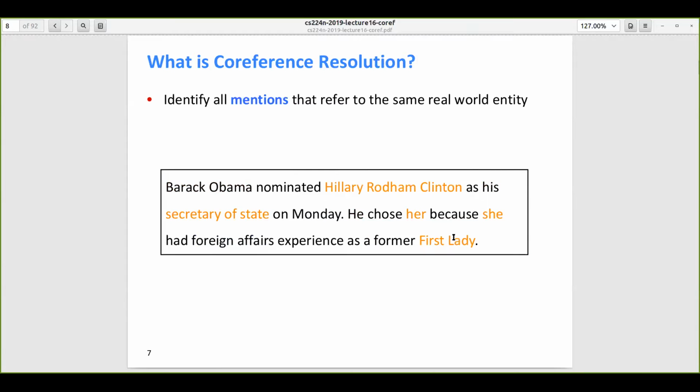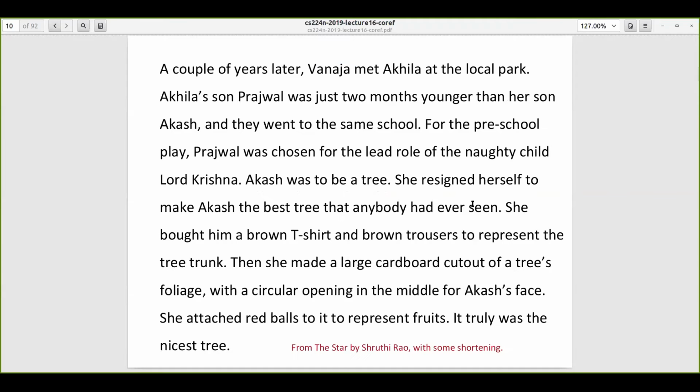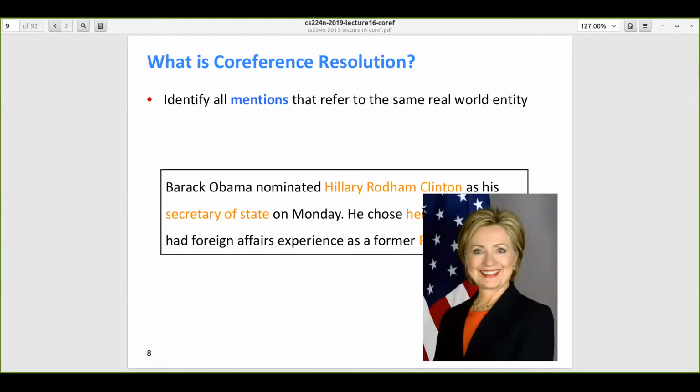So this is one example. And then we have another mention here. We have Hillary Clinton. Secretary of State also refers to Hillary Clinton. The pronoun her also refers to Hillary Clinton. And the words she, First Lady, are also referring to the same entity, Hillary Clinton. So these are all mentions which are referring to the same entity. So far it looks good.